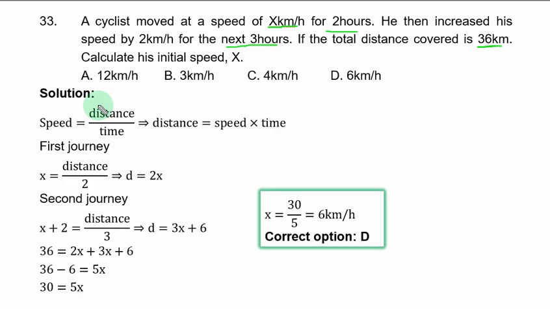So speed is distance over time, and from there distance is speed times time. So first journey, the speed is s and the time is 2 hours, so distance is 2s. For the second journey, he increased the speed by 2, so you have s plus 2. The distance is unknown, while the time for that journey is 3, so distance becomes s plus 2 times 3, that is 3s plus 6. If you add the two distances together, it is equal to 36, and if you collect like terms, 36 minus 6 equal to 5s, that is 30 equal to 5s. Divide both sides by 5, so s is equal to 6 kilometers per hour. D is the correct option.